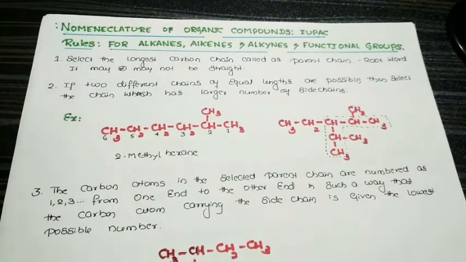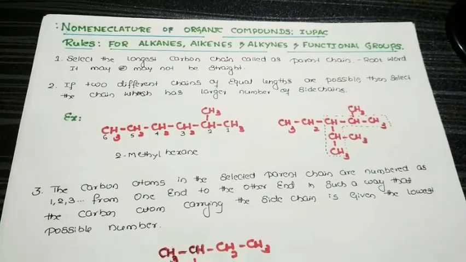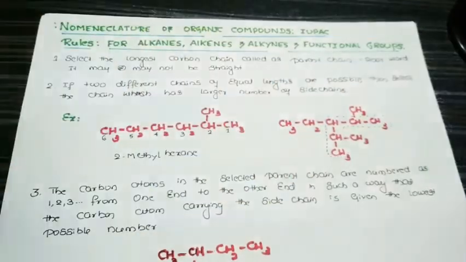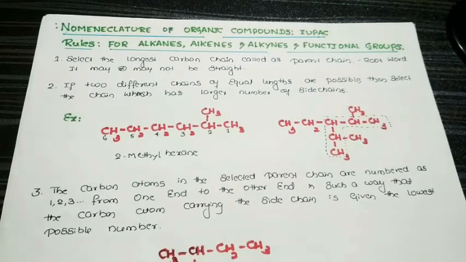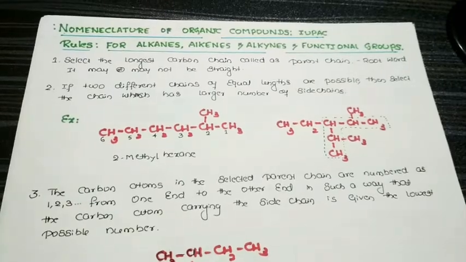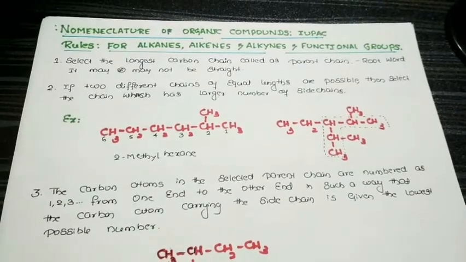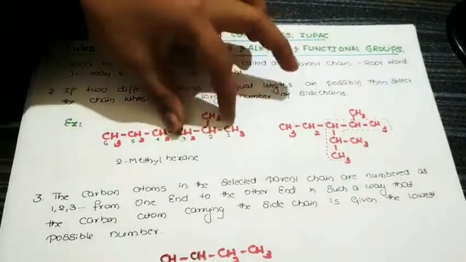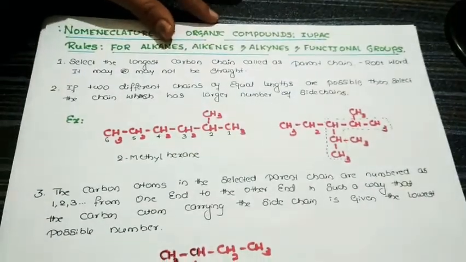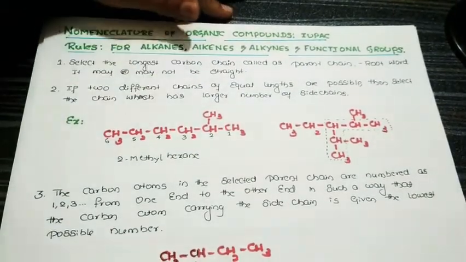First rule. Let us go with the second rule: if two different chains of equal length are possible, then select the chain which has the larger number of side chains. I have given two examples here for these two rules. Let us go with the first example.